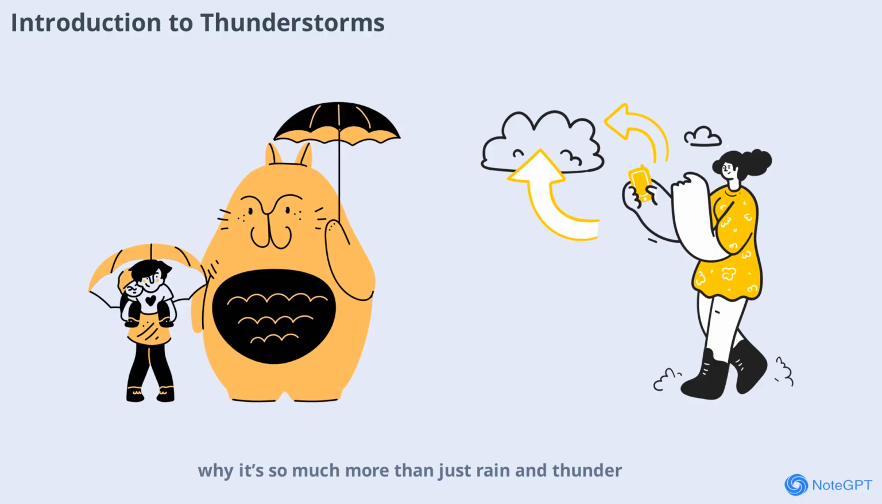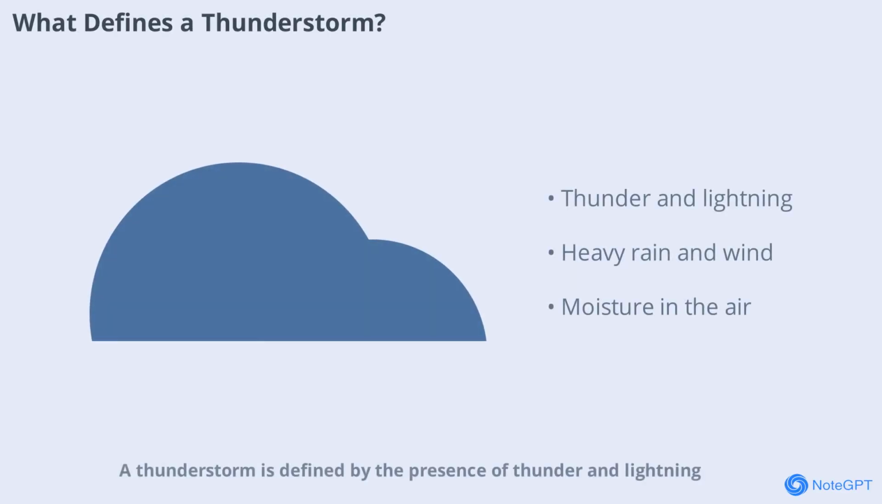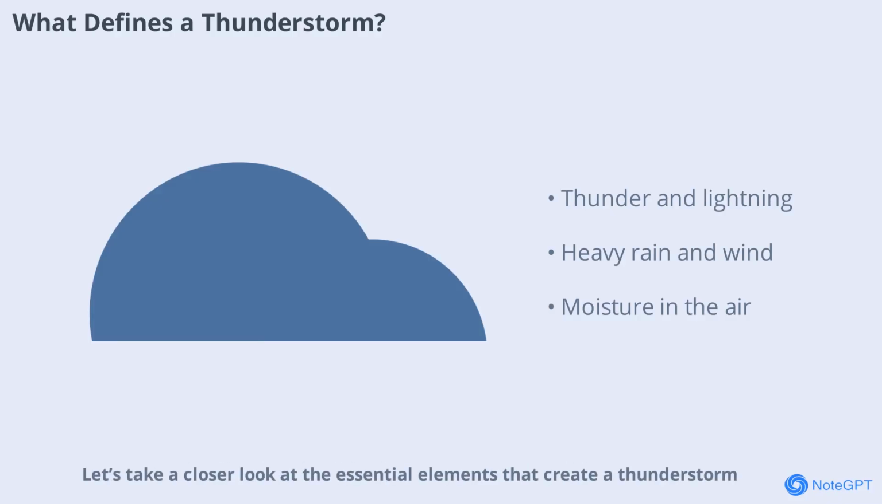A thunderstorm is defined by the presence of thunder and lightning, usually accompanied by heavy rain, gusty winds, and sometimes hail. These storms can occur anywhere in the world, but they're most common in warm, humid regions. The key ingredient is moisture in the air, which rises and cools, forming towering clouds. As the storm develops, electrical charges build up, setting the stage for lightning. But what triggers this process, and how does it all come together? Let's take a closer look at the essential elements that create a thunderstorm.